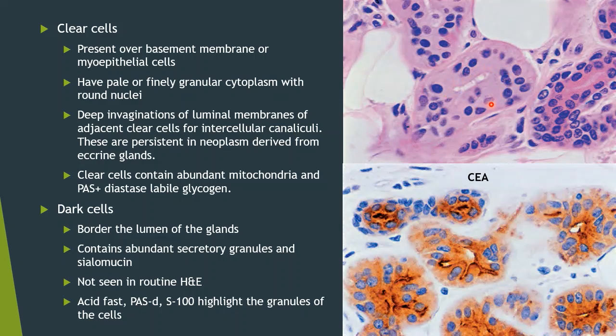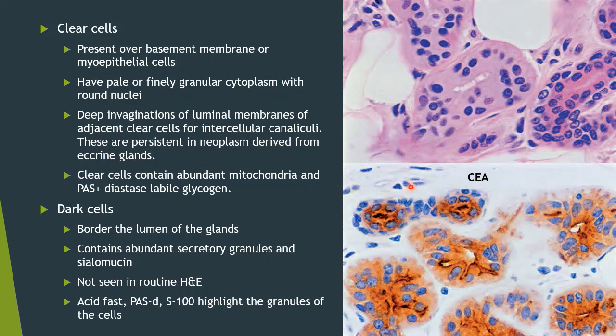There may be deep invagination of the luminal membrane in between the cells, forming the intercellular canaliculi. This intercellular canaliculi can be highlighted nicely in this picture by CEA staining, which highlights the luminal membrane and the intercellular canaliculi. Tumors which have eccrine gland differentiation also show some presence of intercellular canaliculi like the original eccrine gland structures. The clear cells contain abundant mitochondria and PAS positive, diastase labile glycogen in the cytoplasm.